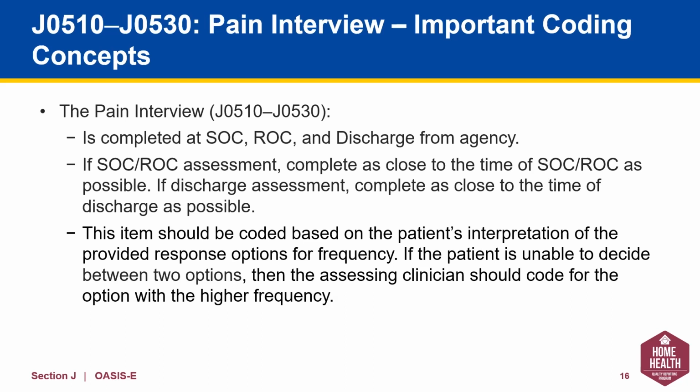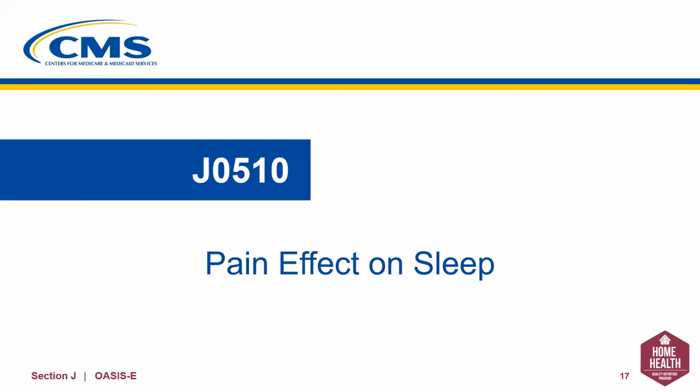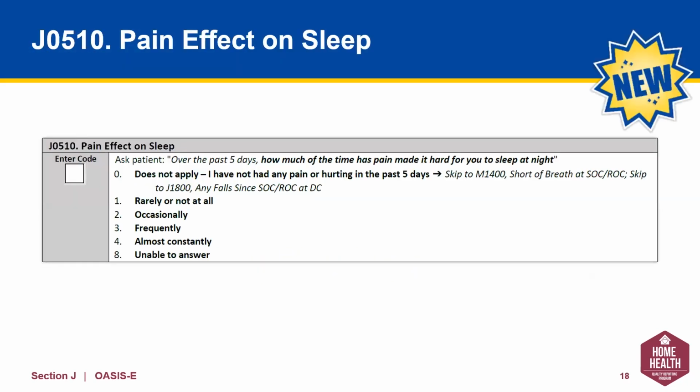And the pain interview items should always be coded based on the patient's interpretation of the provided response options for frequency. If the patient is unable to decide between two options, then the assessing clinician should code for the option with the higher frequency. Now let's look at each item in the pain interview, beginning with J0510, pain effect on sleep. Here is a screenshot of J0510.